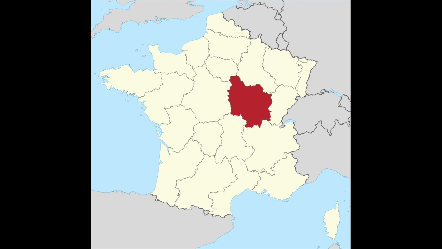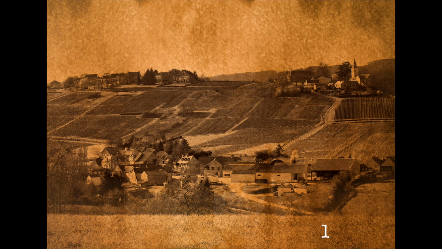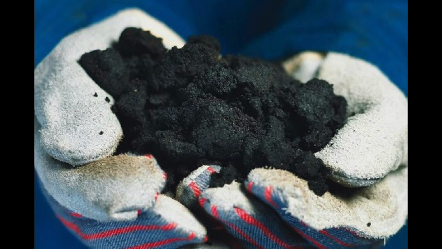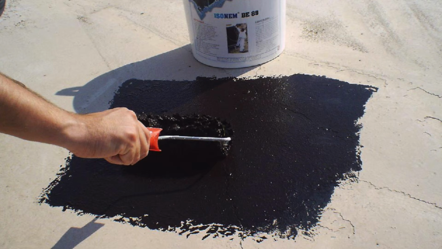Let's go back to the Burgundy section of France, the year 1826. Joseph Niepce, a French inventor, had been experimenting with light-sensitive materials for quite some time. He was incapable as an artist, so he used his knowledge of chemistry to develop a bitumen solution, which he coated on a pewter plate and exposed to 8 hours of sunlight, capturing the first photograph known to mankind.